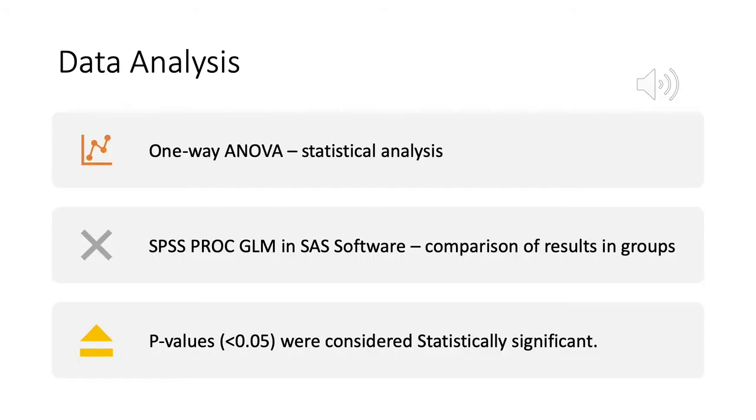The next step is data analysis. Statistical analysis was done by one-way ANOVA. A comparison of the results was done through SPS PROC-GLM in SAS software. Out of the data produced, p-values less than 0.05 were considered statistically significant.